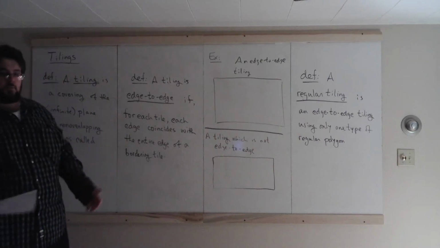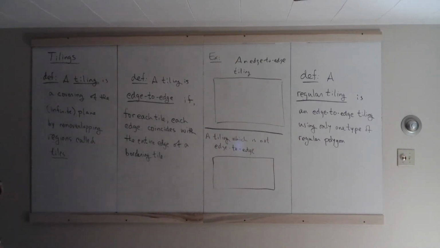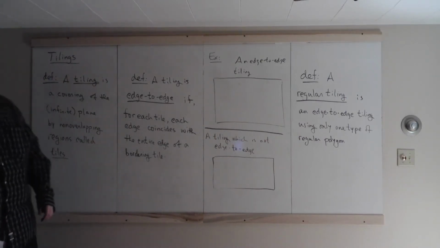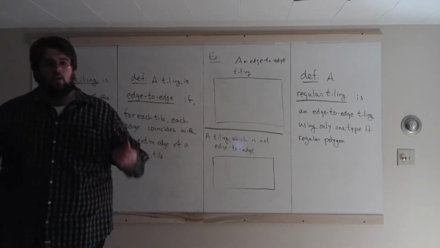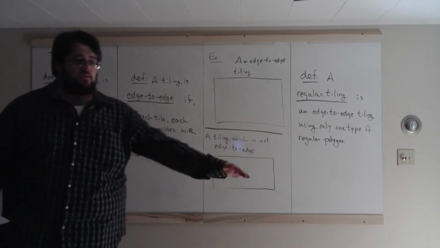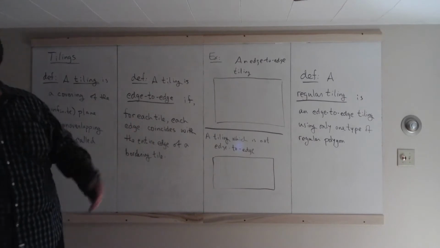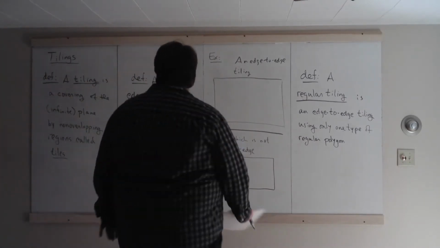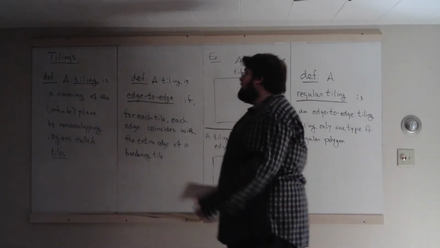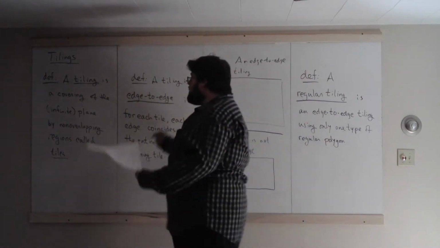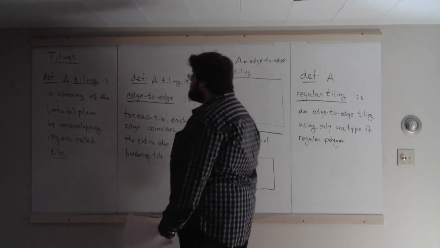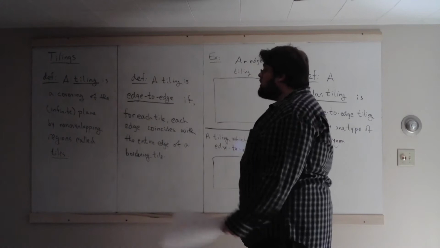Here, we're going to talk about tilings. Now, a tiling, in its most basic sense, is just a way to cover a two-dimensional plane with shapes. And we're going to talk about certain kinds of tilings. But first, we'll start with definitions. A tiling is a covering of the infinite plane by non-overlapping regions called tiles.